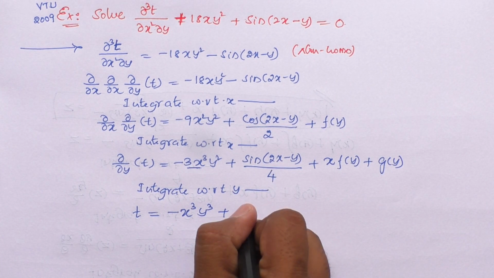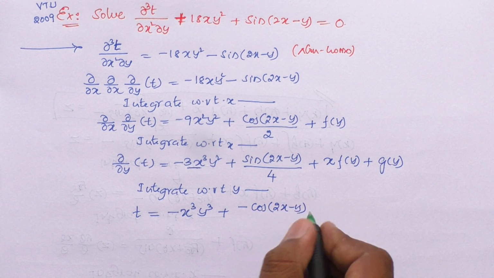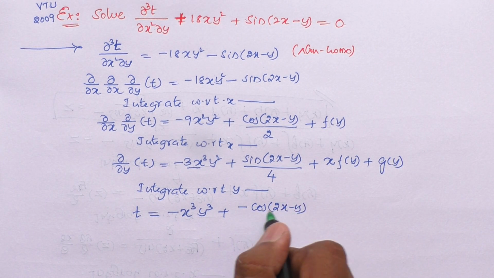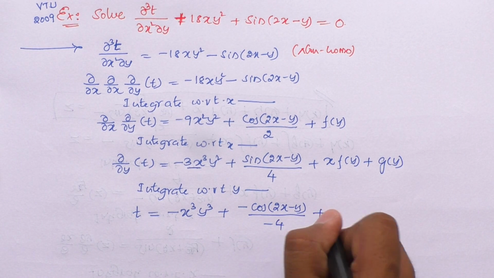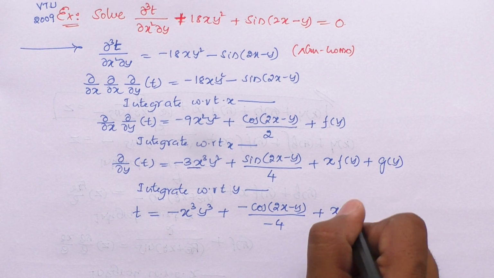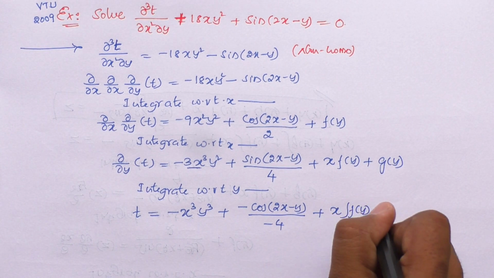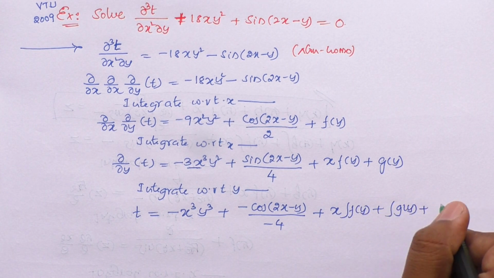The integration of sine is minus cos of 2x minus y. But with respect to y, the multiple is minus 1, so divide by minus 1. So we get minus 4 plus x times the integration of f of y, small f of y, and the integration of g of y term plus a constant.